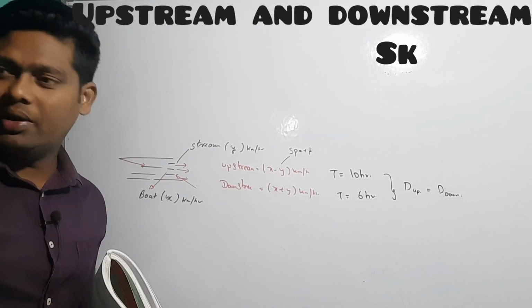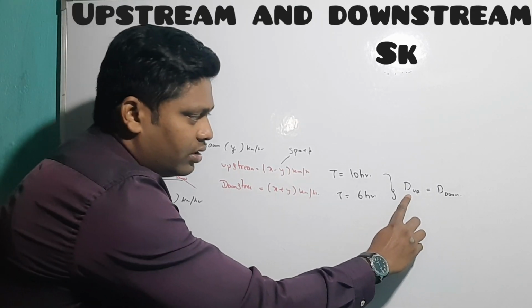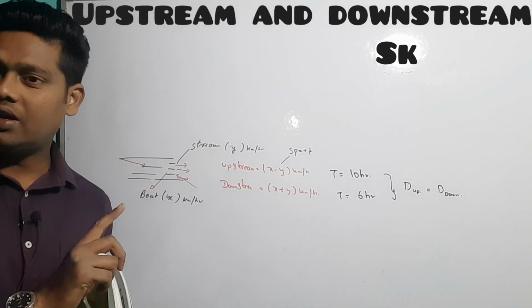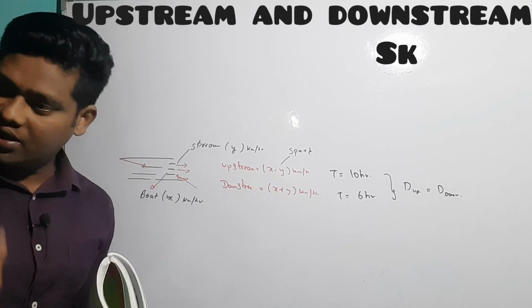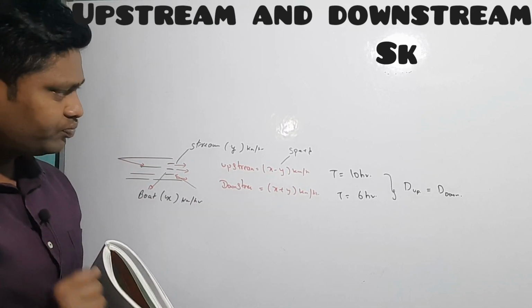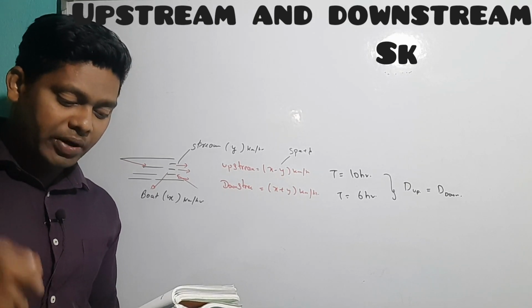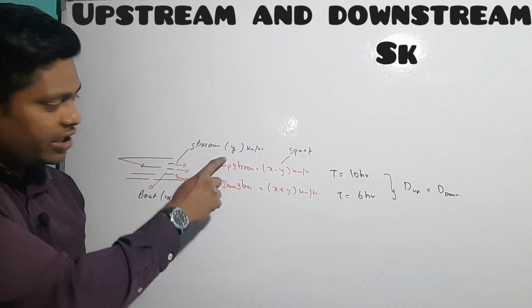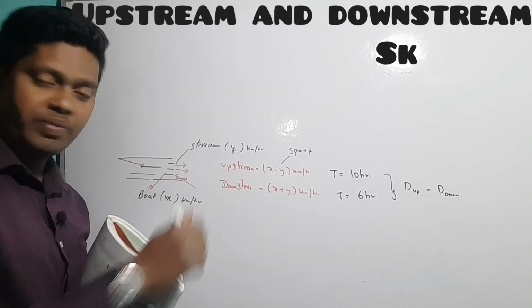On what basis will I form an equation? The distance of upstream is equal to distance of downstream. This is the basis by which I will frame an equation. Clear? Okay. So let us read the question completely first. If the speed of the stream, they gave you the speed of the stream. No need to use y. Speed they gave you already.